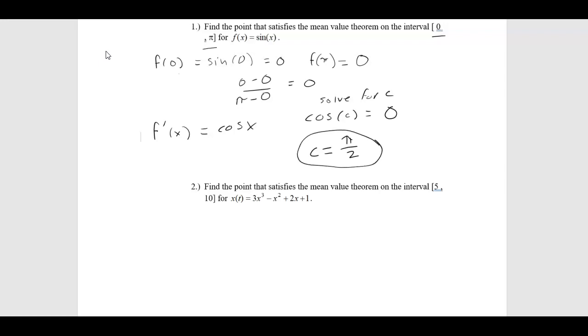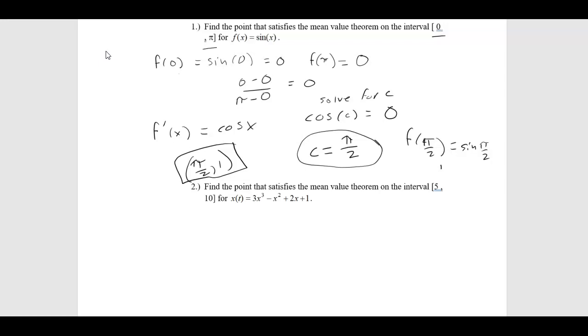So this is the value that satisfies, the point that satisfies the mean value theorem. Now, they asked for the point, so I might also want to find the y-coordinate. Sine of pi over 2. Sine of pi over 2 is 1. So it would be the point. The point that answers the question would be x is pi over 2, f of x is 1. This would actually be the answer if they're looking for a point. But if they just say where, then they're just looking for the x-coordinate pi over 2.